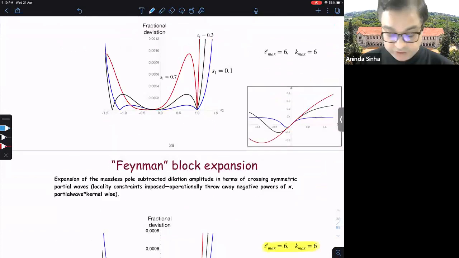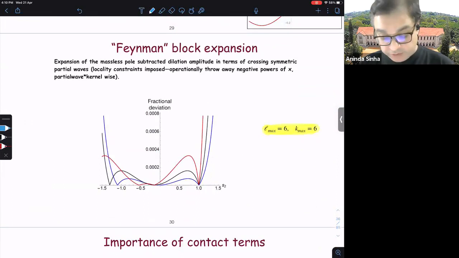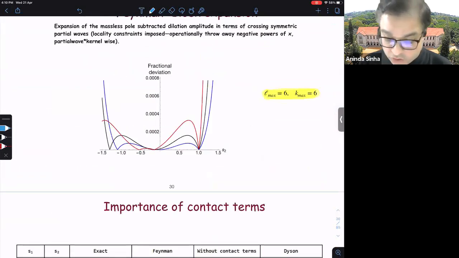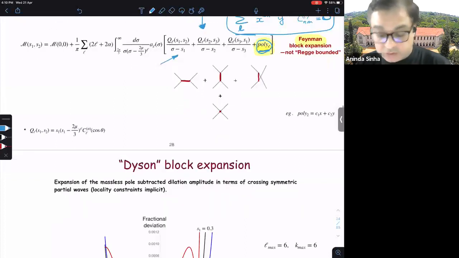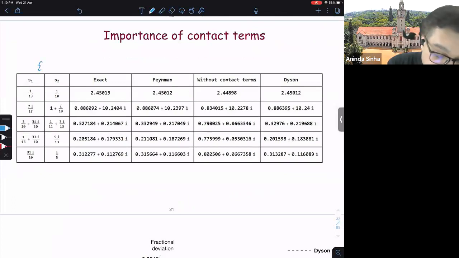So you can now do sanity checks. In fact, the Feynman block and Dyson block seem to do equally well. And you could ask, you said these contact terms are important; how do we know that they're important? You can do that sanity check as well. You can compare the values to the exact known answer. Here is the Feynman block expansion, here is the Dyson block expansion, and as you can see, it works very well. It compares very well with the exact known answer.